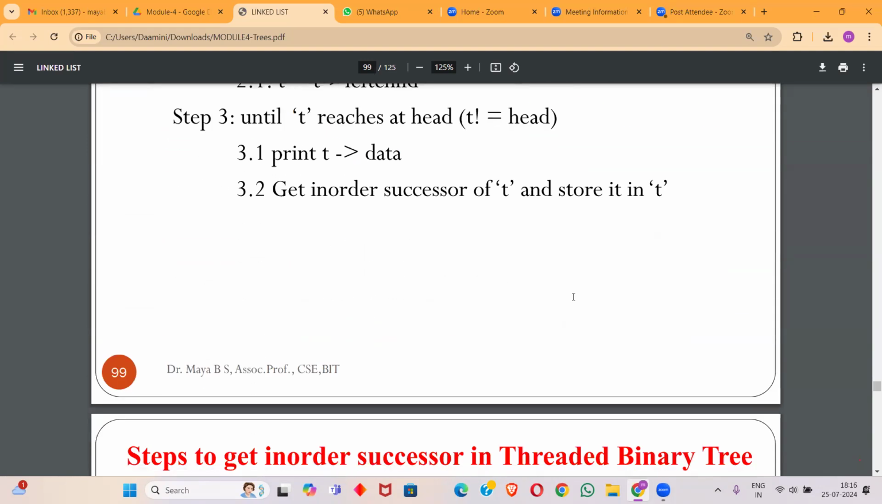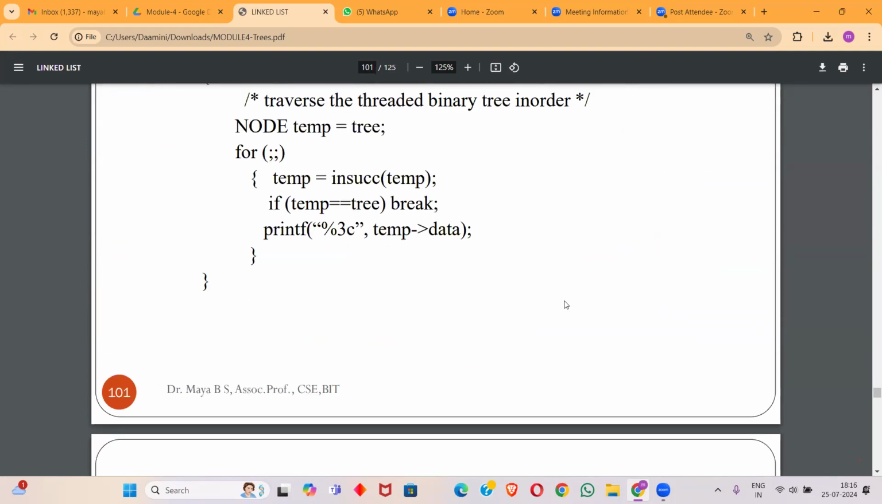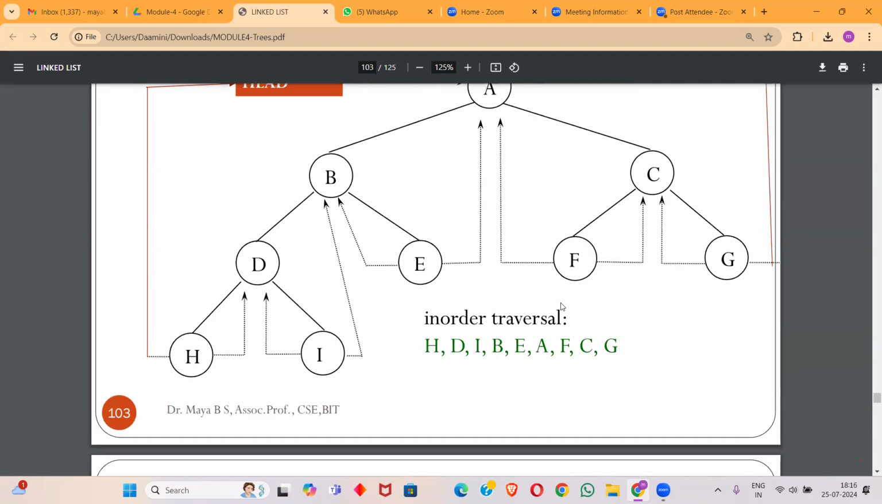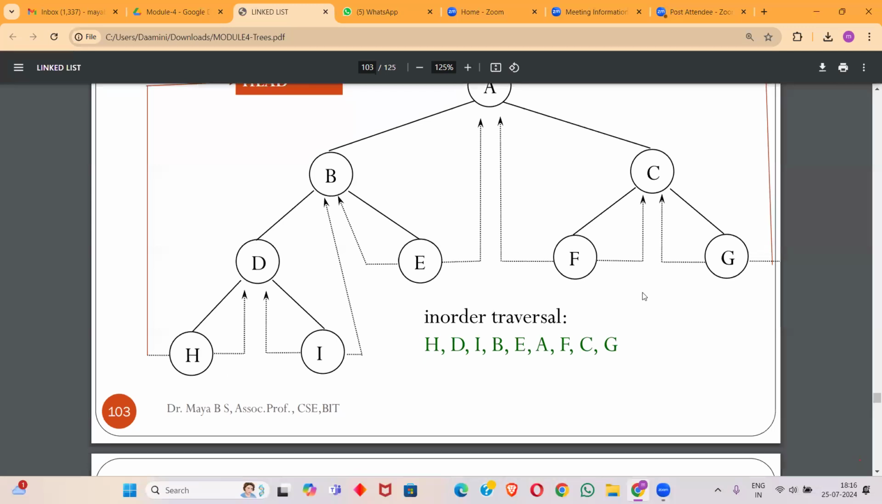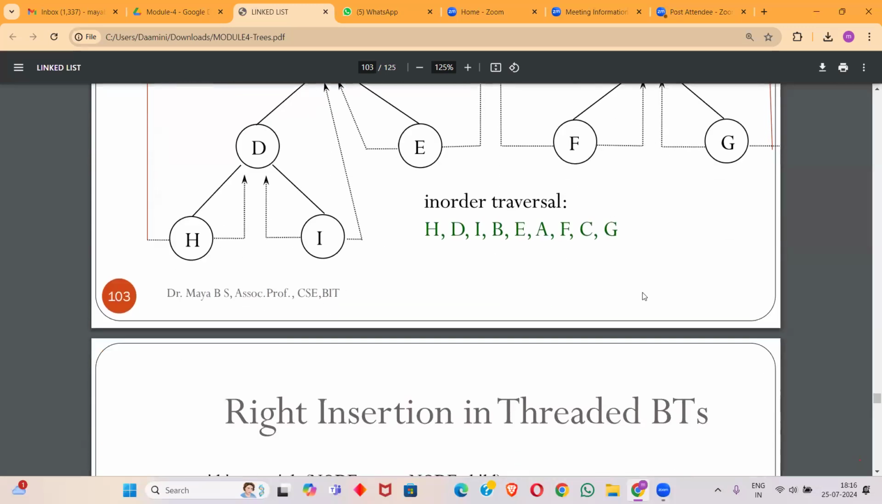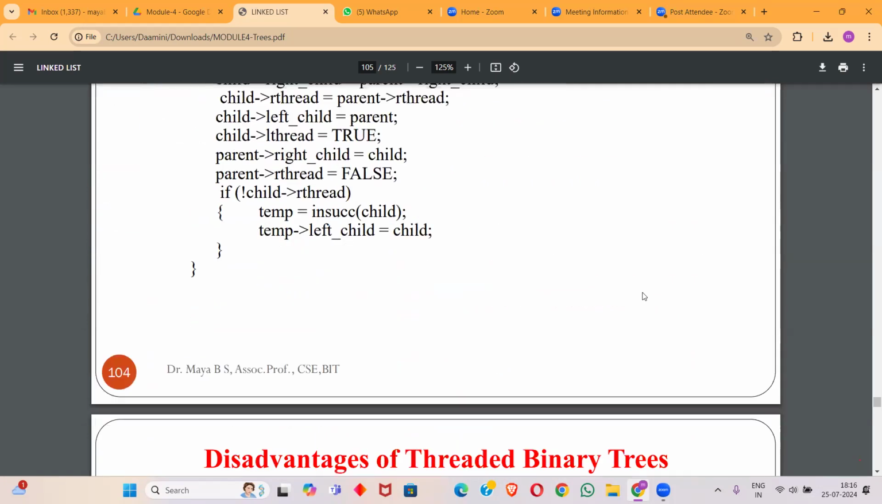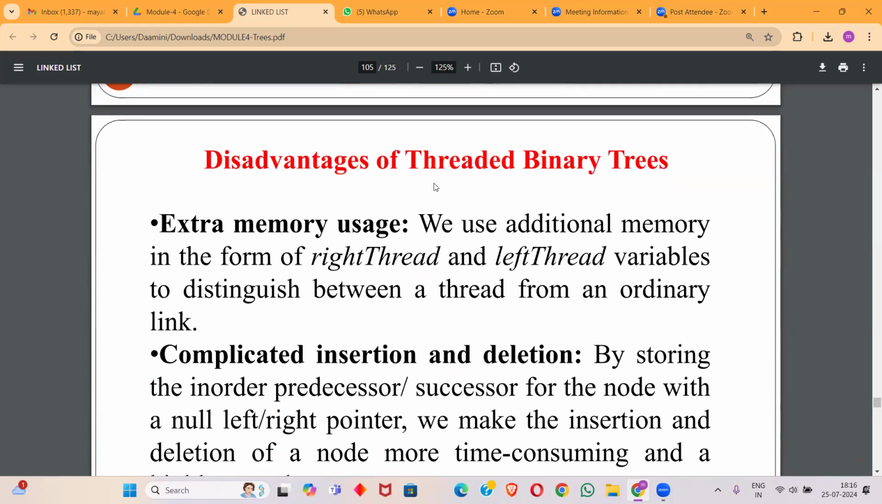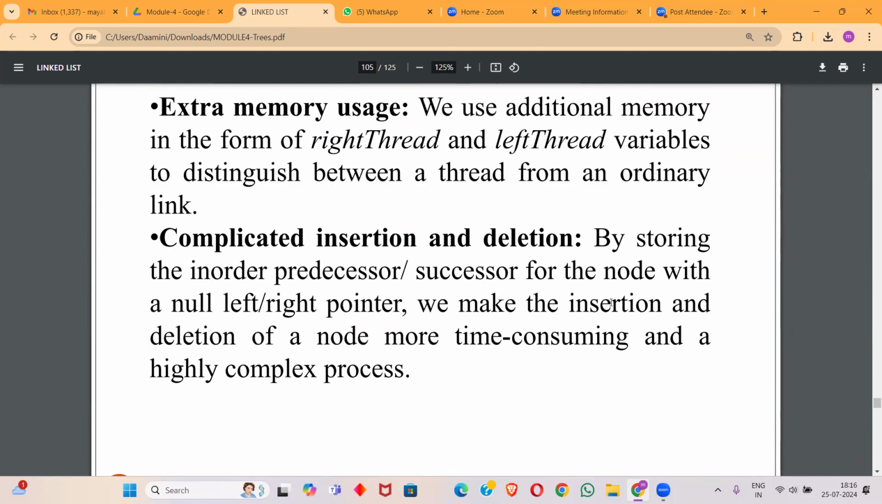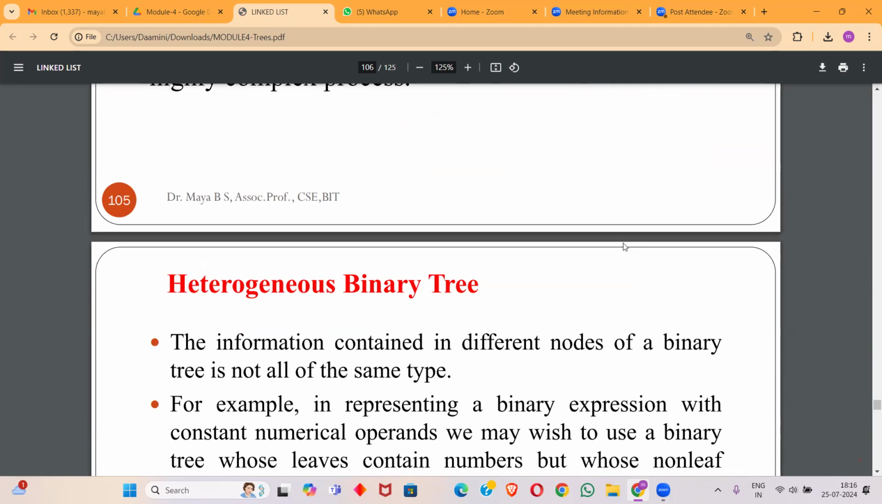So, what do you mean by threaded binary tree? How to write the threaded binary tree? Concepts. Don't concentrate on the problems. Concentrate only on what is a threaded binary tree, what are the types of threaded binary tree, and how we can implement it. So what are the disadvantages? Extra memory usage can be avoided. But in a threaded binary tree, node insertion and deletion is very much complicated compared to the normal binary tree.